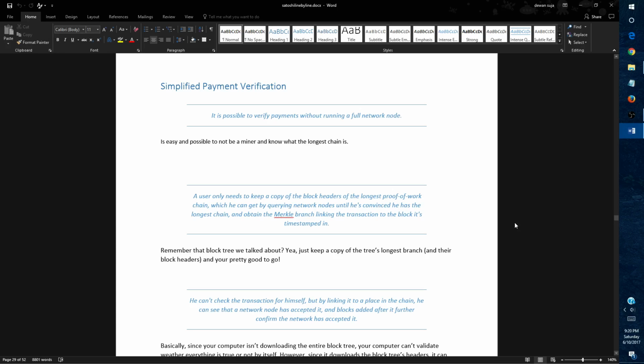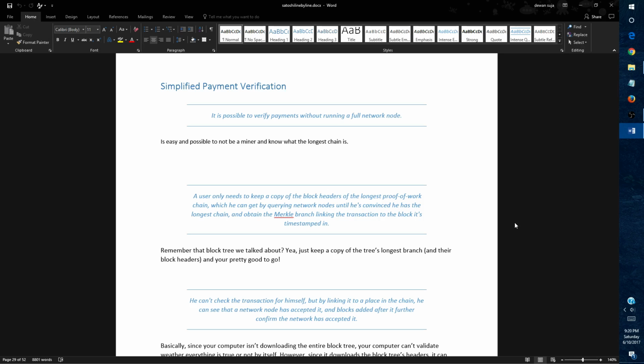Simplified payment verification. It's possible to verify payments without running a full node or full network node. So what exactly is a full network node, DM? Glad you guys asked. A full network node means a computer that downloaded the entire blockchain. And it's like gigs. It was like 50 gigs the last time I checked, so it's probably higher now.